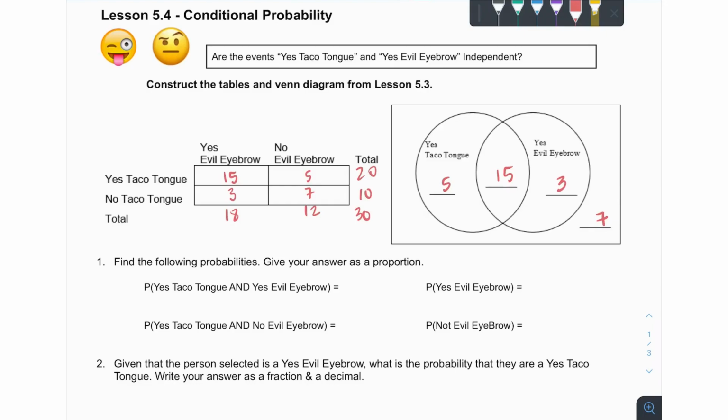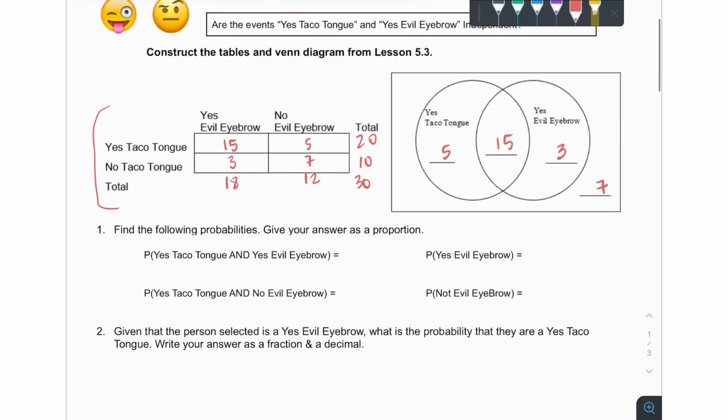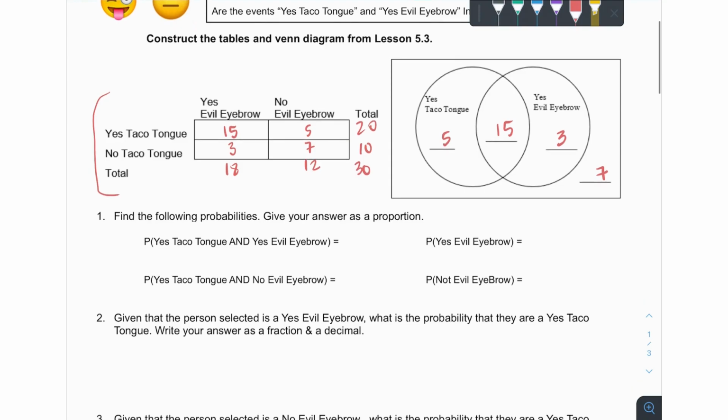In lesson 5.4, we're going to be talking about conditional probability, which is probability based on a condition. We're going to start with our data from the taco tongue and evil eyebrow data collection. This is actually just data that I pulled from a previous year. Since every class's data was different and I wanted to make this video, I just thought I'd start with some basic data. So we have our Venn diagram and two-way table. Maybe pause this video and go ahead and copy those numbers down on your page.